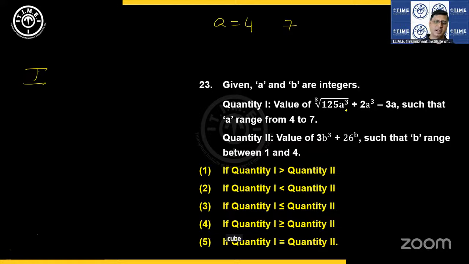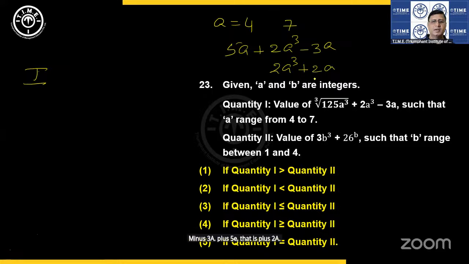The cube root of a cube is a. So 5a plus 2a cube minus 3a. Solving this, 2a cube minus 3a plus 5a, that is plus 2a. By taking a value as 4, 4 cube is 64. So 64 into 2 is 128, and 2 times 4 means 8, that is 136. When a is 4, the value is equal to 136.